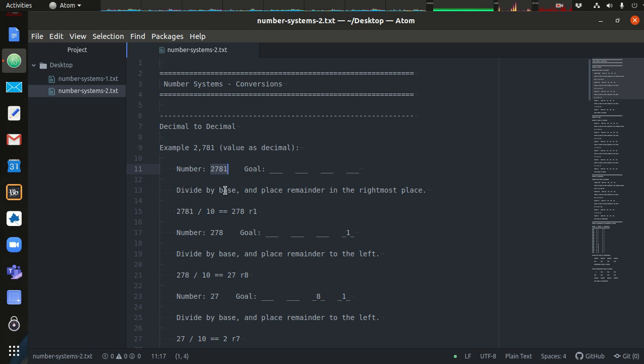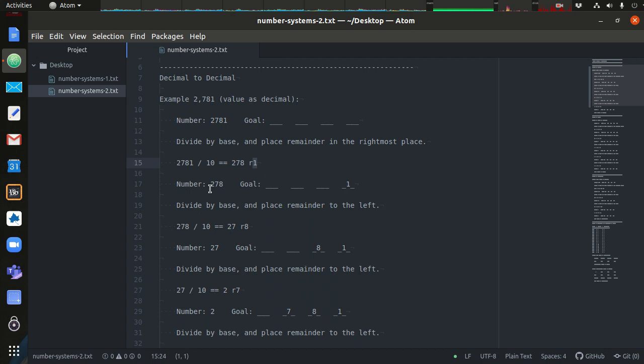So the first step is we divide by the base and place the remainder in the rightmost place. Okay, so here we're dividing by 10, right? That's our base. So 2,781 divided by 10, and there's obviously going to be 278 in the quotient, and then there's going to be 1 left over. Okay, so that's our remainder, and that's what we put all the way in the right-hand place. So the quotient part is the next number, right? The remainder is what goes in our final solution. So this is our goal.